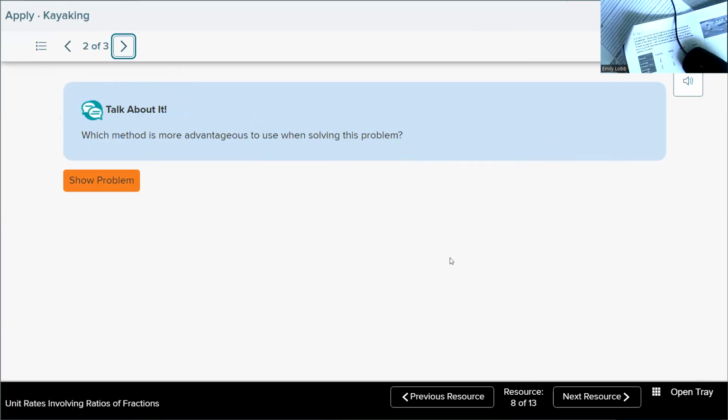So which method is more advantageous to use when solving this problem? Well, we use division because it kept it clear cut. We're always taking the first times the flip version of the second, or the multiplicative version of the second, or the reciprocal of the second. I know that's a lot, and hopefully we can remember that.